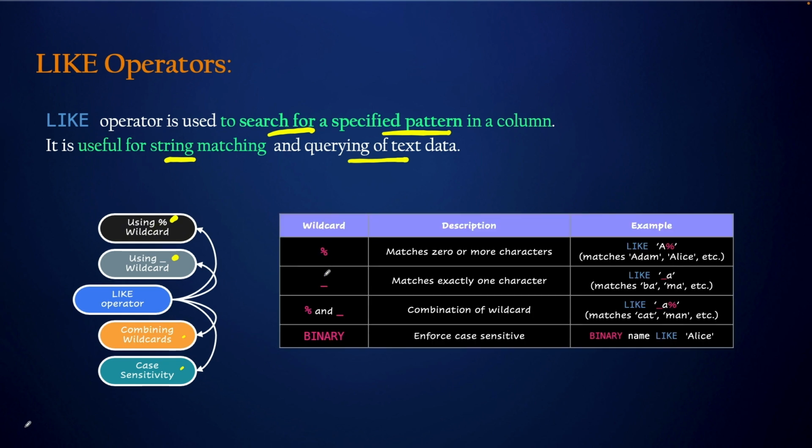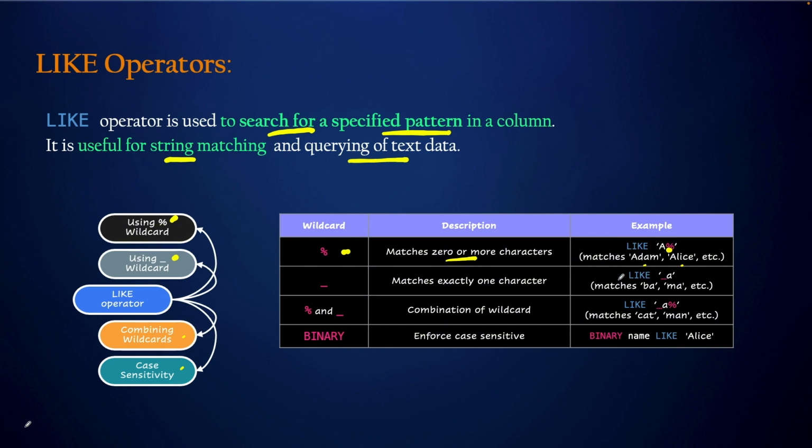This column describes the different wildcards. This is their description and this is an example. When you are using the percent sign wildcard, it matches 0 or more characters. For example, you use it with the LIKE operator, and inside single quotation marks you write that the first letter should be capital A, and after that it can be anything. So your matching strings are these: Adam, Alice, etc.